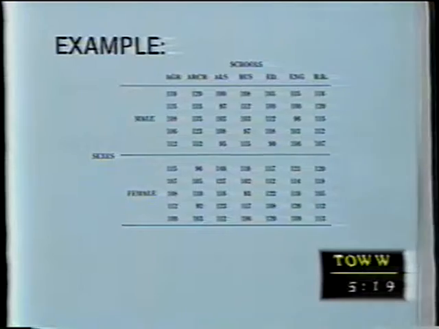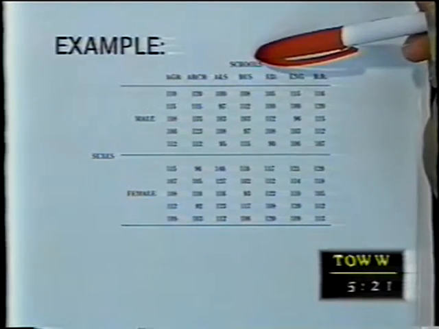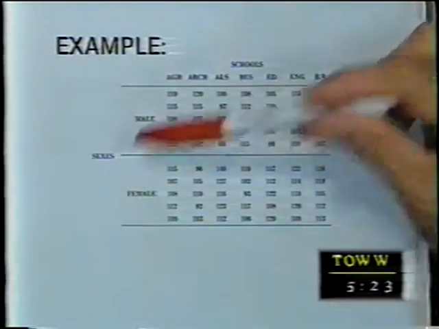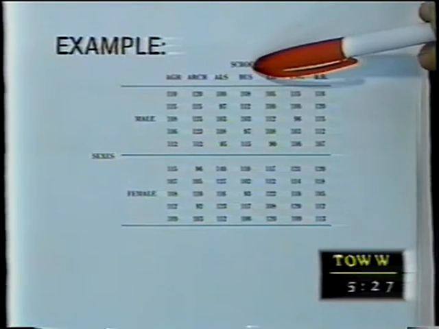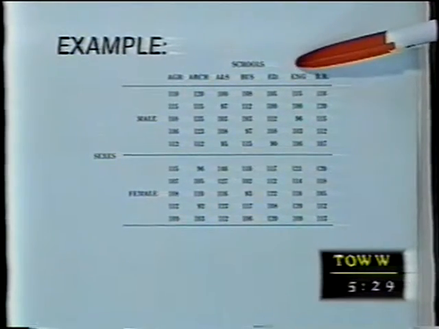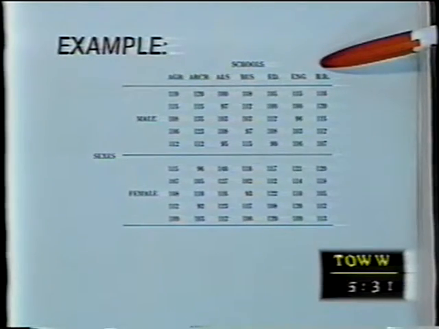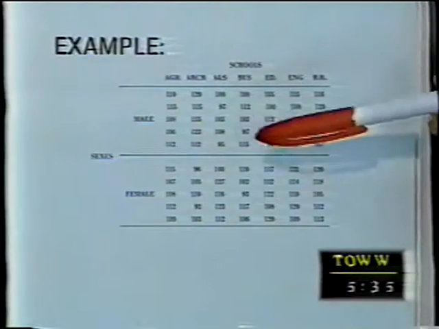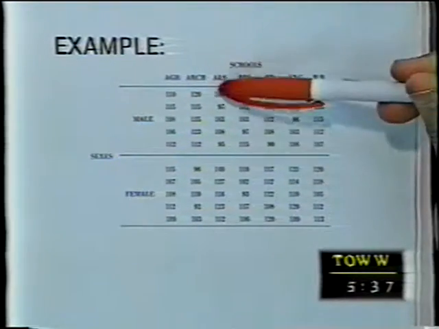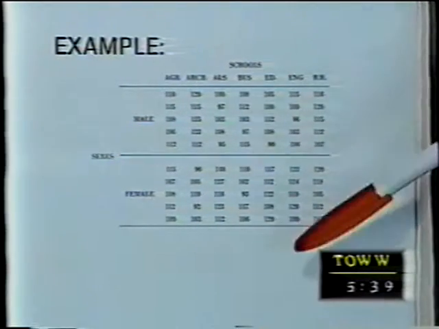Okay? Let's take an example. Here's an example where I have two factors, schools and sex. The schools are agriculture, architecture, arts and science, business, education, English, and human resources. And the sexes are male and female. And now, any person that I have in my survey must be in one of these schools and must be either male or female.